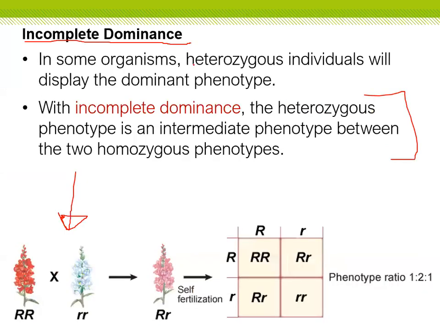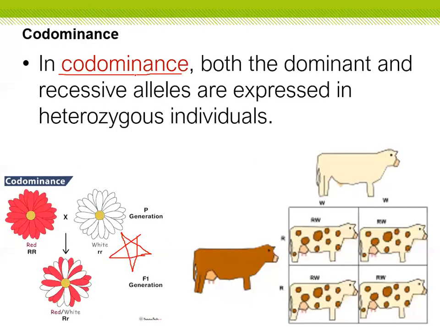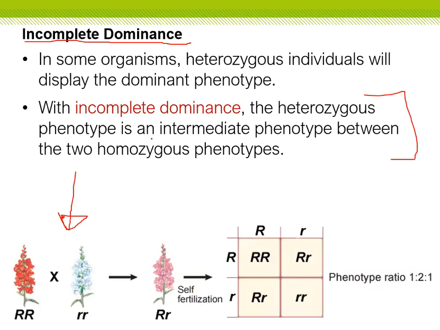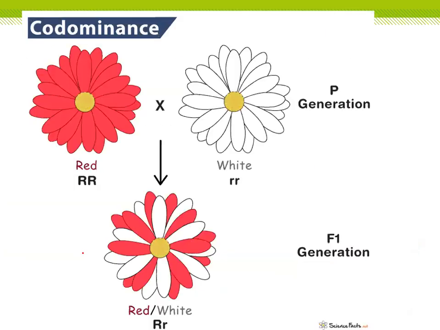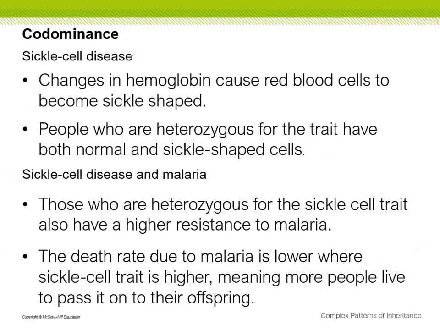Again, we go from dominance to incomplete dominance to codominance. Dominance, red and white flower, you're going to get a red flower. Incomplete dominance, you're going to get a pink flower. And codominance, you're going to get a red and a white flower. So you have those different variations, different combinations. When we look at codominance specifically, there's a couple diseases that can be affected.